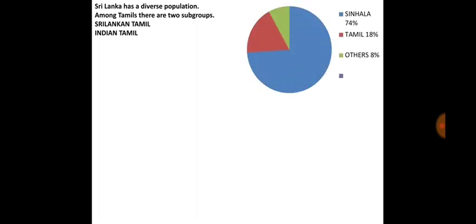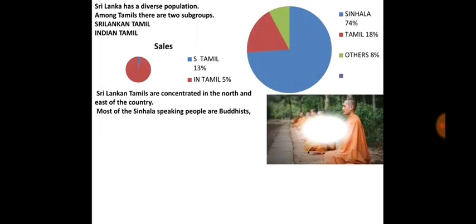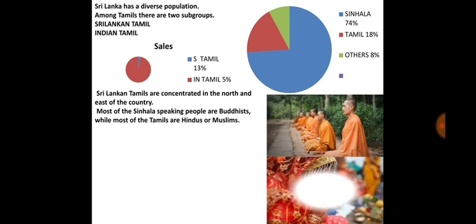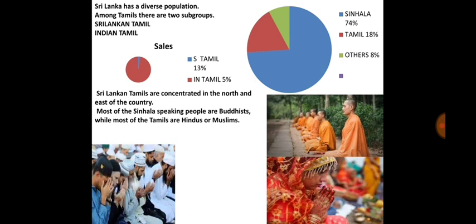So, what happened? Sri Lankan Tamils are concentrated in the northern and eastern part of the country. Most of the Sinhala-speaking people are Buddhist. And most of the Tamils are Hindu or Muslims. There are about 7% Christians who are both Tamil and Sinhalas.